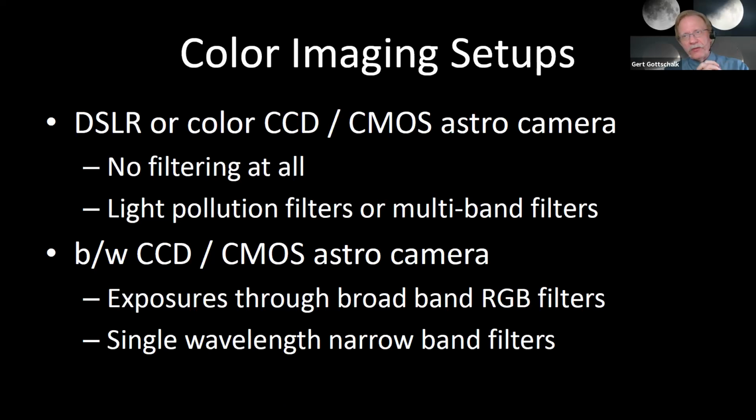So how do we use those filters in color imaging? Well, starting with a DSLR, like your Sony, Canon, Nikon camera, or a color astro camera, could be CCD, nowadays probably CMOS, you could use no filtering at all. We're going to see an example in a second. Being a color camera, the camera itself produces color data for you. You don't need to take any extra steps to produce color data.